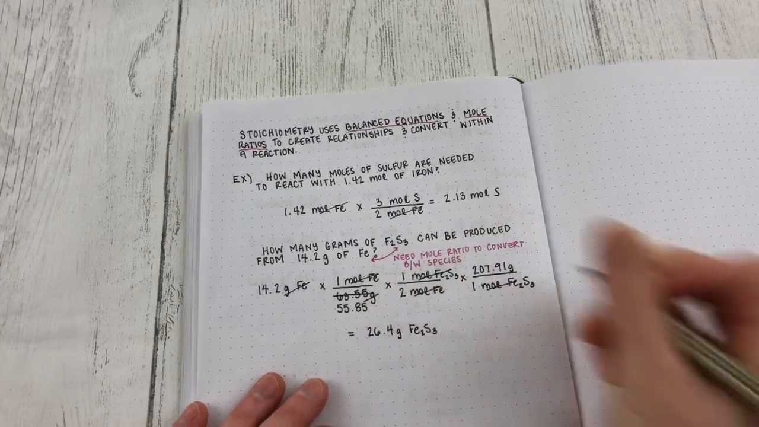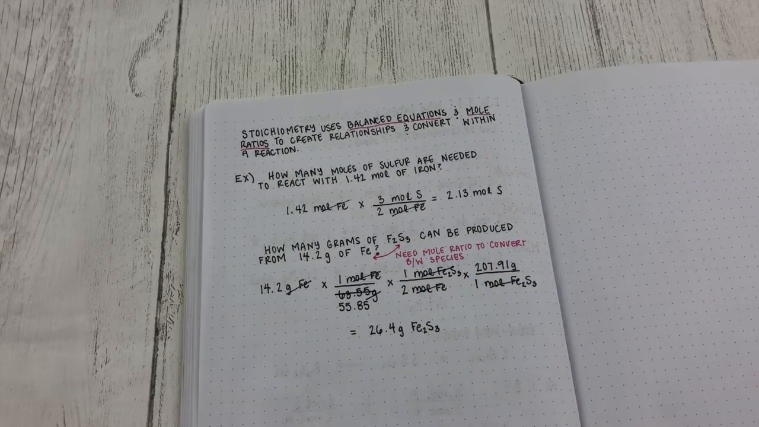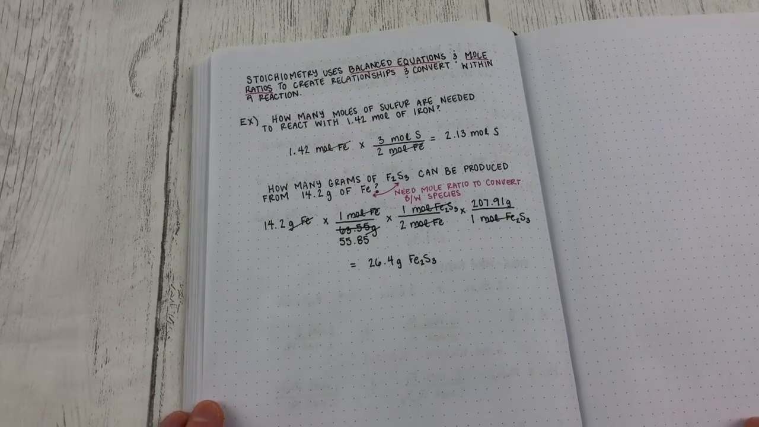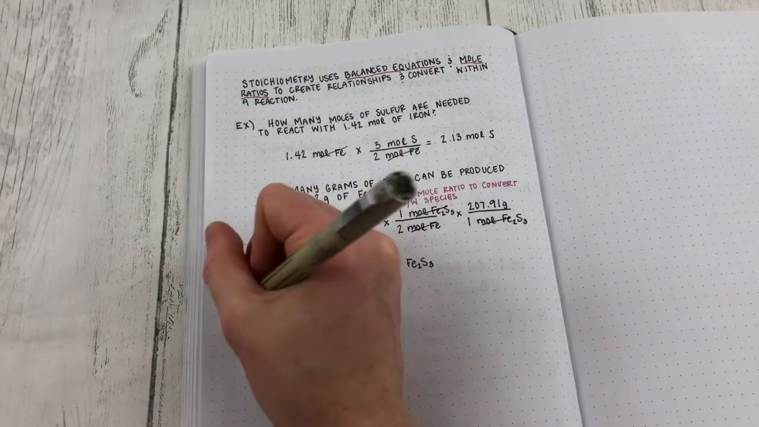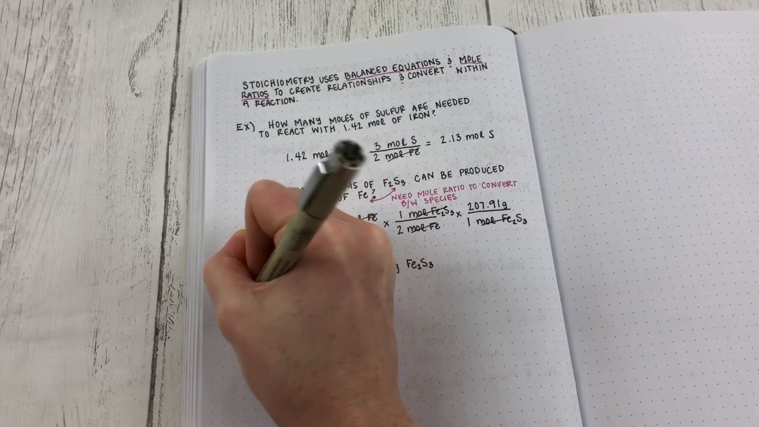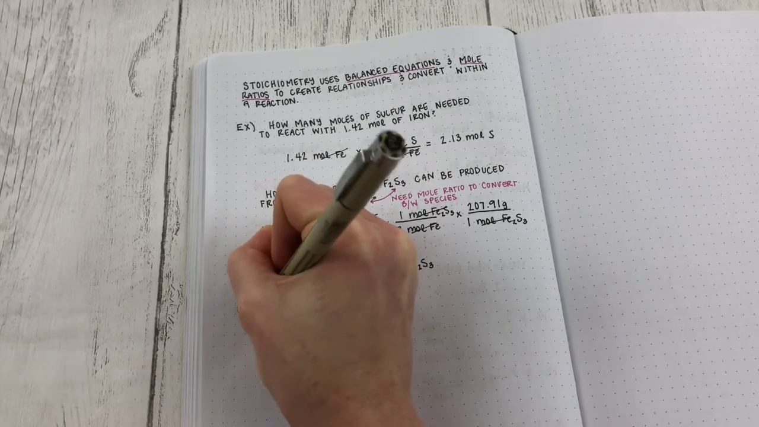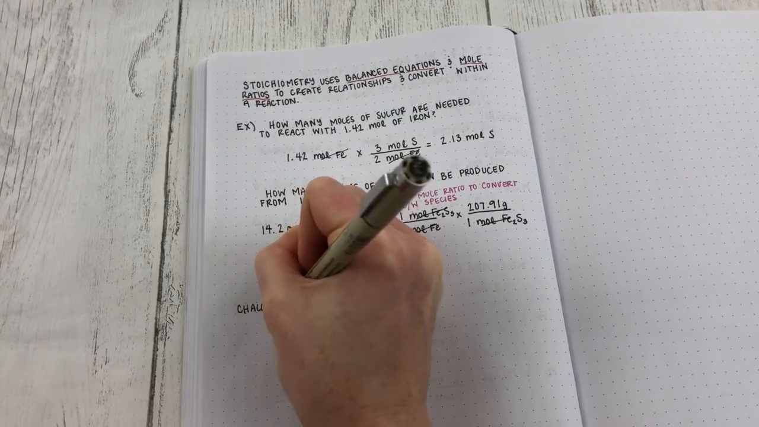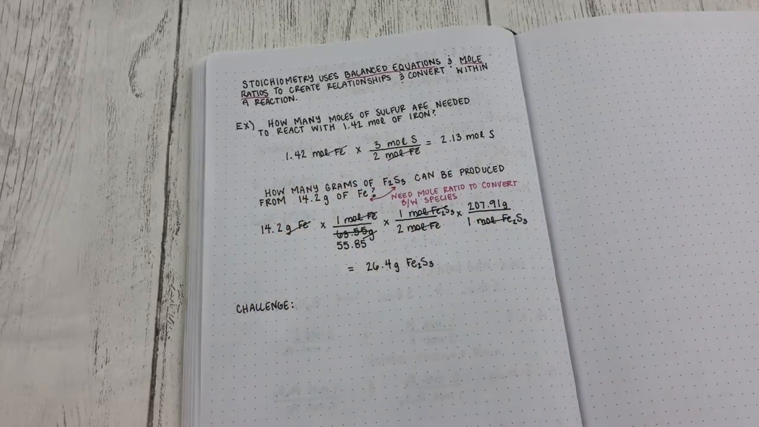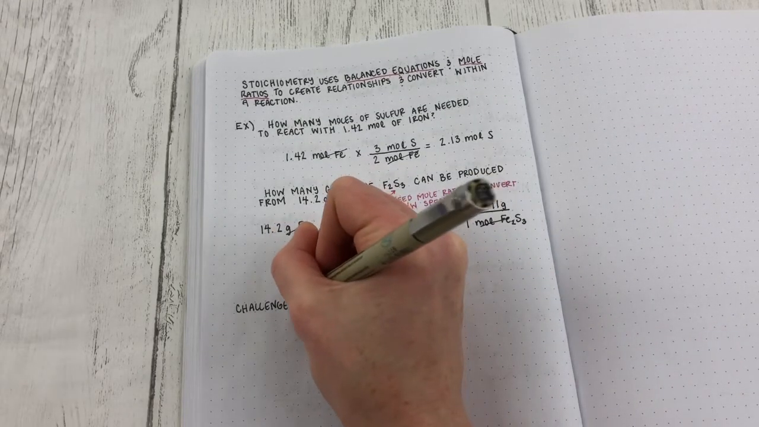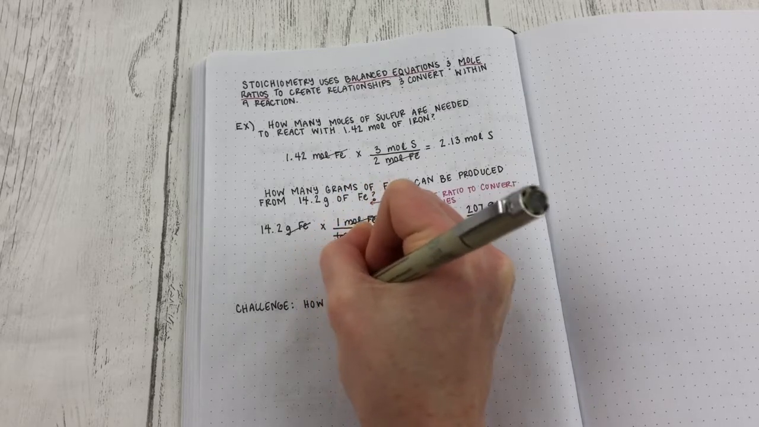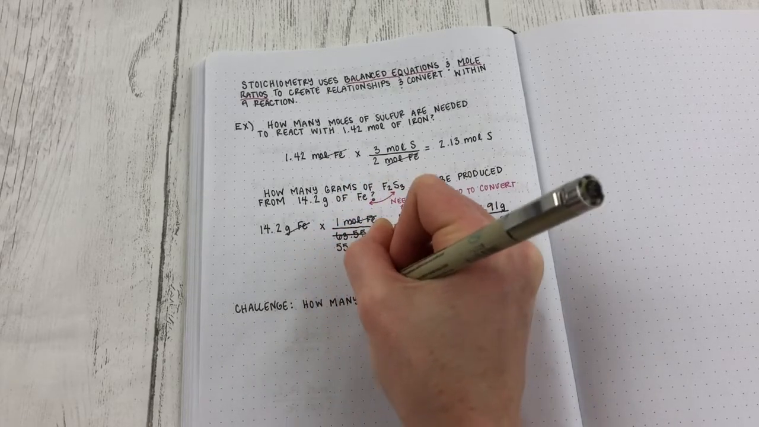Okay, so we're obviously going to be doing a lot of practice problems related to stoichiometry, but I've got a challenge problem that I'd like you to try on your own after watching these video notes. How many moles of sulfur are needed to react with 18.62 grams of iron? So you're going to be converting from moles to grams. Moles of sulfur to grams of iron.